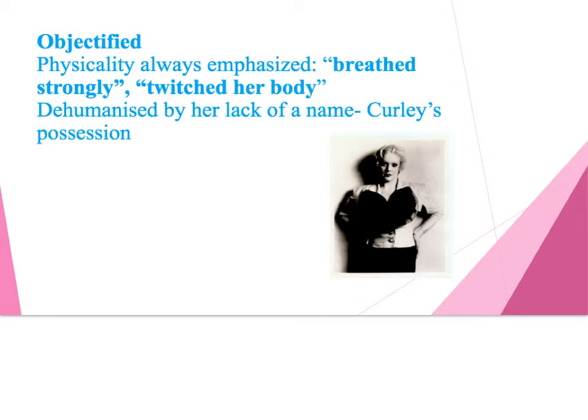So important things to remember about her in relation to AO2. First of all, that she's objectified, that she's not given a name, and that when she is introduced, it is descriptions relating to her physicality that are put clearly to the forefront. So we have that she breathed strongly, she twitched her body. So breathed and twitched, if you think of those verbs, she's described in relation to verbs, and those verbs are all focused on her body, the only thing that's valued.